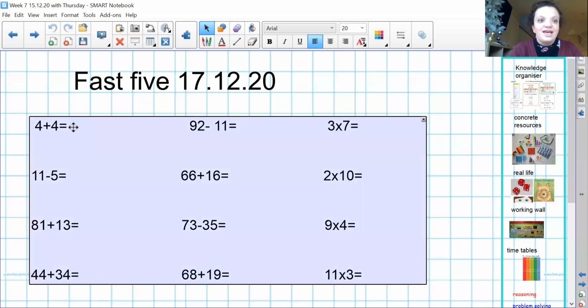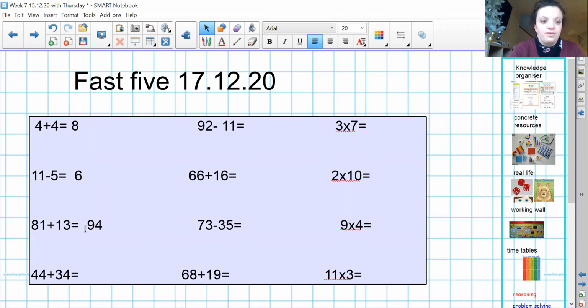4 add 4 is 8. 11 take away 5 is 6. 81 add 13 is 94. 44 add 34 is 78. 92 take away 11 is 81. 66 add 16 is, add the 10 is 76, and then add the 6 is 82.